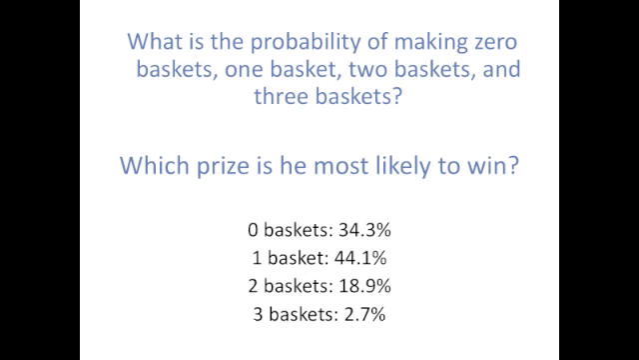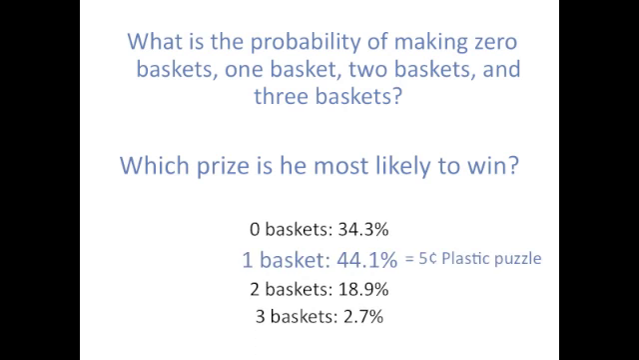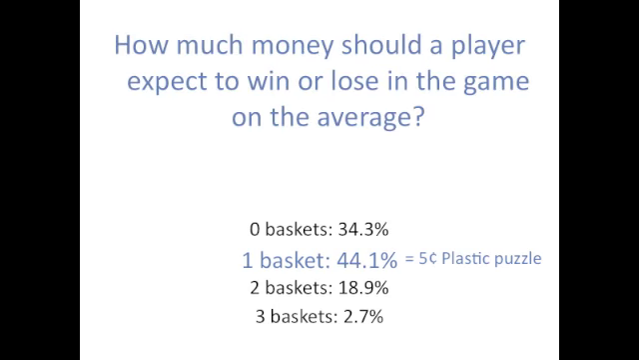So if the player really wants to win a prize, the prize he would most likely win is the prize for making a single basket, which is a plastic puzzle, because the chance of making a single basket is the highest, which is 44.1%. With these percentages, you can find out how much a player should expect to win or lose on average, or the expected value.